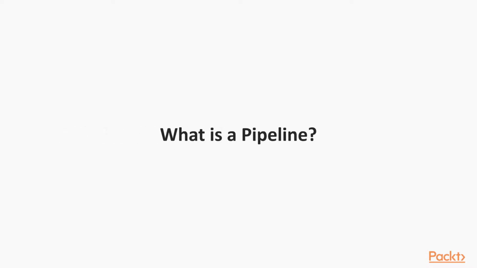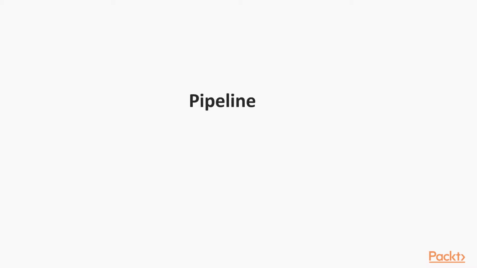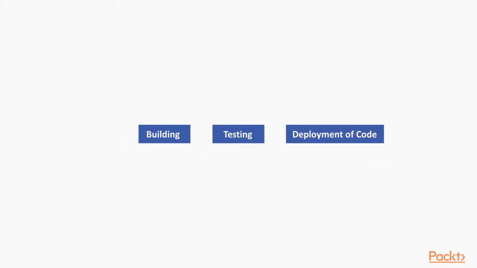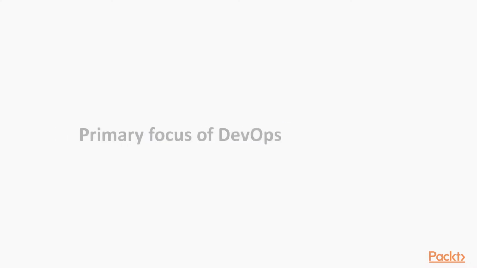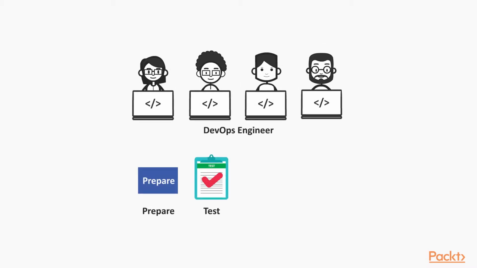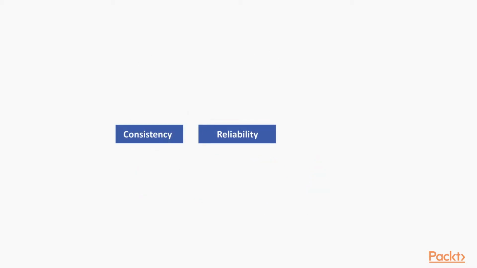What is a pipeline? The pipeline is a term that refers to the building, testing, and deployment of application code in a sequential and automated fashion. The pipeline is what most think of when hearing the term DevOps, and for good reason. It's the primary focus of DevOps. As a DevOps engineer, our job is to prep, test, configure, and deploy the development team's applications. This is done with consistency, reliability, and traceability in mind.